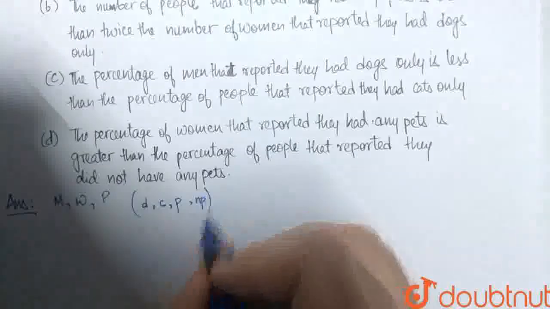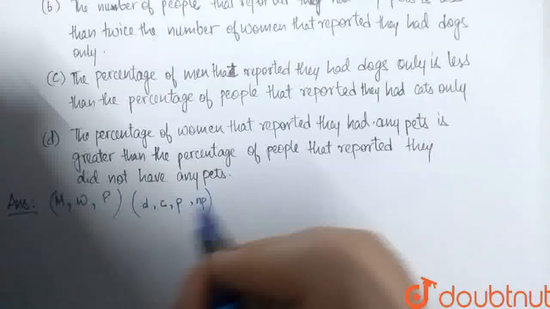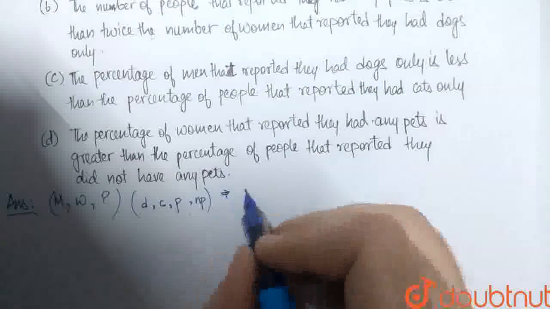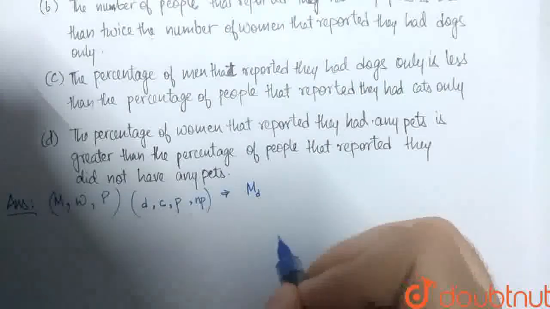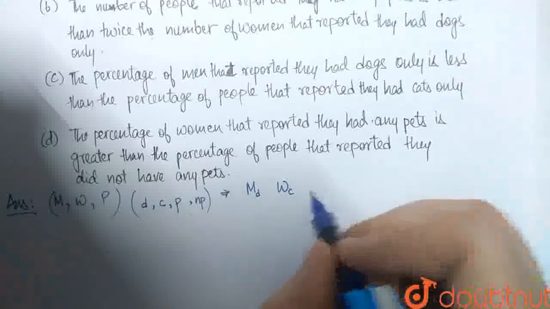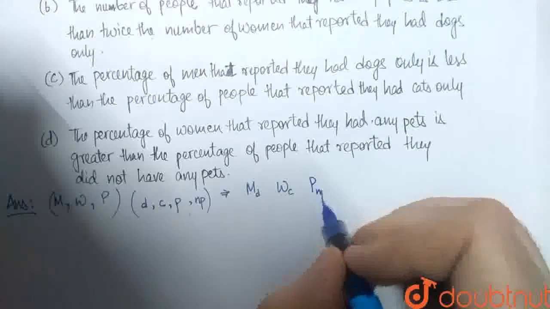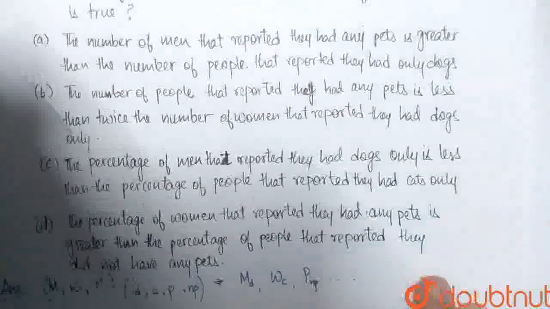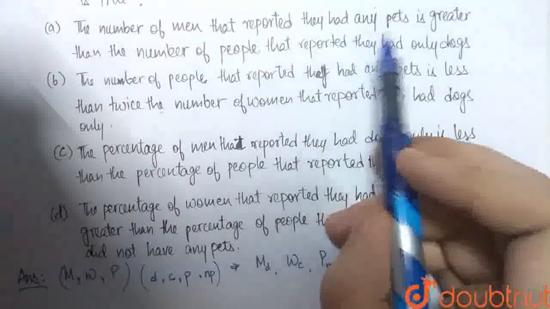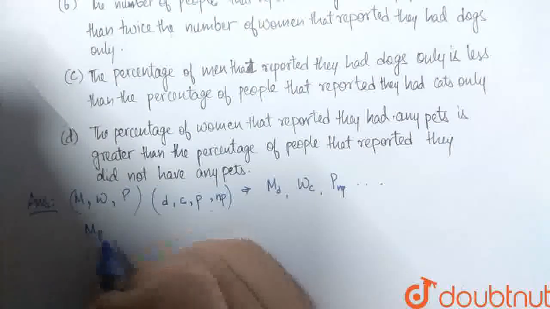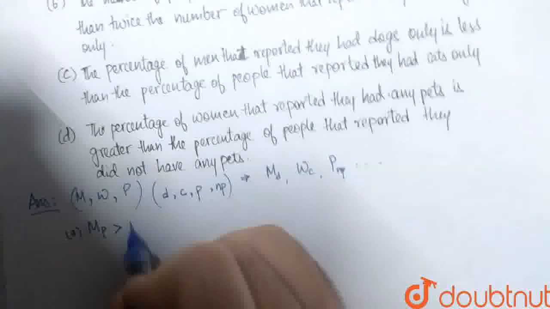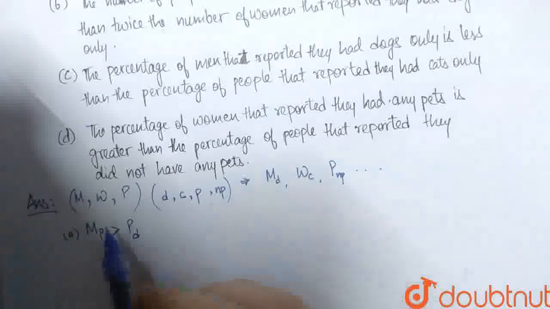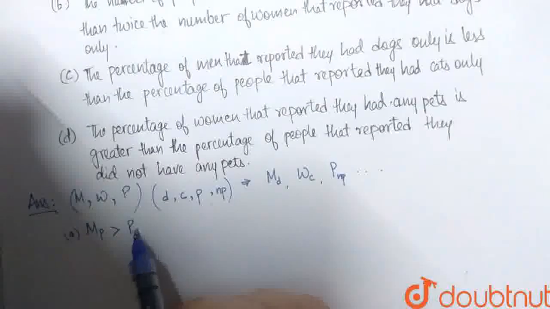So we'll be using these two variable sets in conjunction, right? So for example, men with dogs would be M subscript D, women with cats would be WC, people with no pets would be PNP, right? And so on. So what option A says is, the number of men that reported they had any pets is greater than the number of people that reported they had only dogs, which means MP is greater than PD. Men with any pets is greater than people with only dogs. So let us check if that is true.